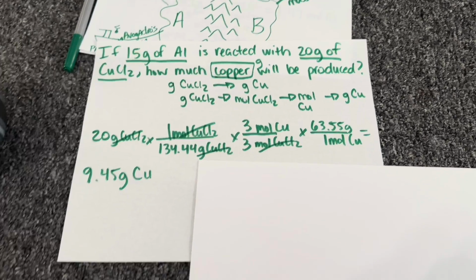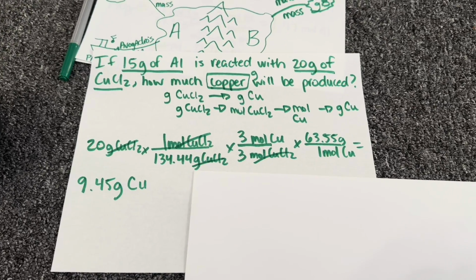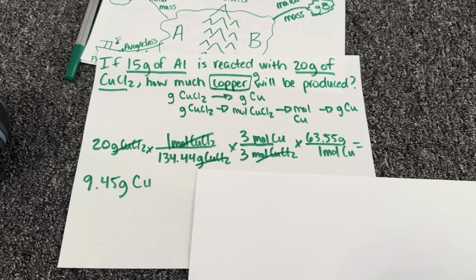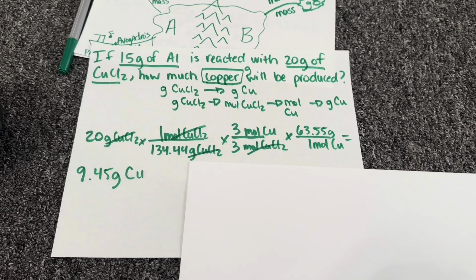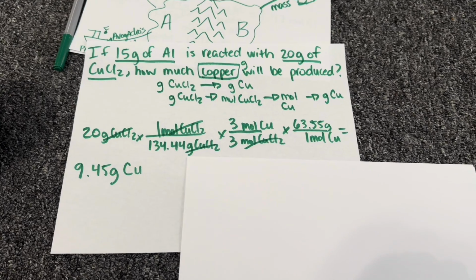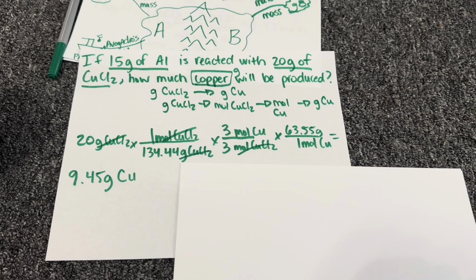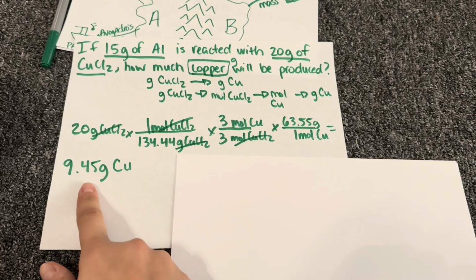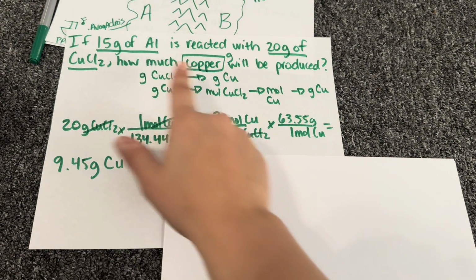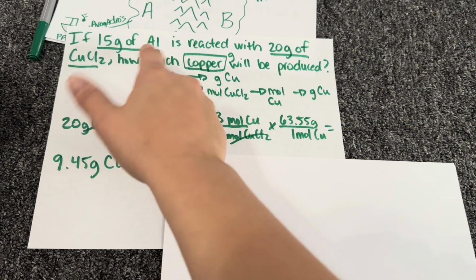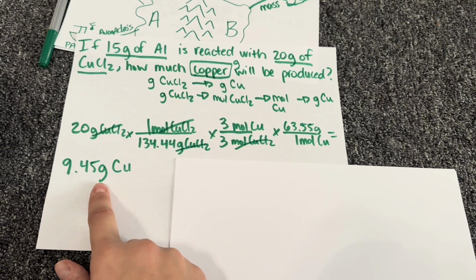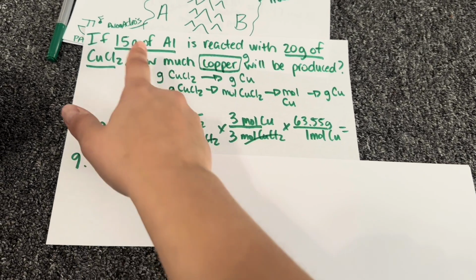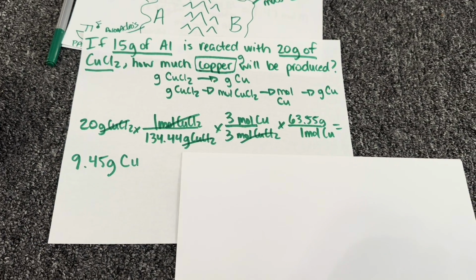So a lot of times these problems will ask you how much extra of our excess reagent will be left over in that pot. And that is not necessarily a hard question to answer. Since all of these things are related, we could take this 9.45 grams of copper and convert that into grams of aluminum. That's going to tell us how much aluminum we actually used up to get this 9.45 grams of copper. Then we just have to subtract to figure out how much is extra.